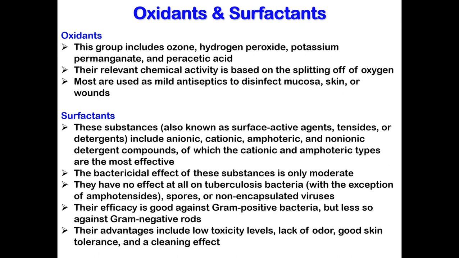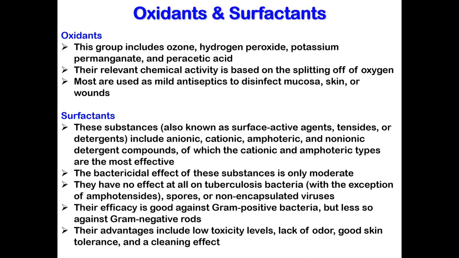The most effective detergents are the cationic and amphoteric detergents. So cationic detergents include an important class of disinfectants and antiseptics called the quaternary ammonium salts. And these salts are similar to phospholipids with their hydrophilic and hydrophobic ends. They are therefore able to insert into the bacterial phospholipid bilayer and disrupt membrane integrity.